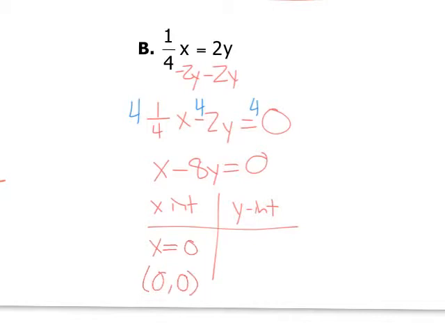Okay. Then for my y-intercept, I cover up this x term. I get negative 8y equals 0. Divide by negative 8 on both sides. And I get y equals 0. So then my y-intercept is also 0, 0.